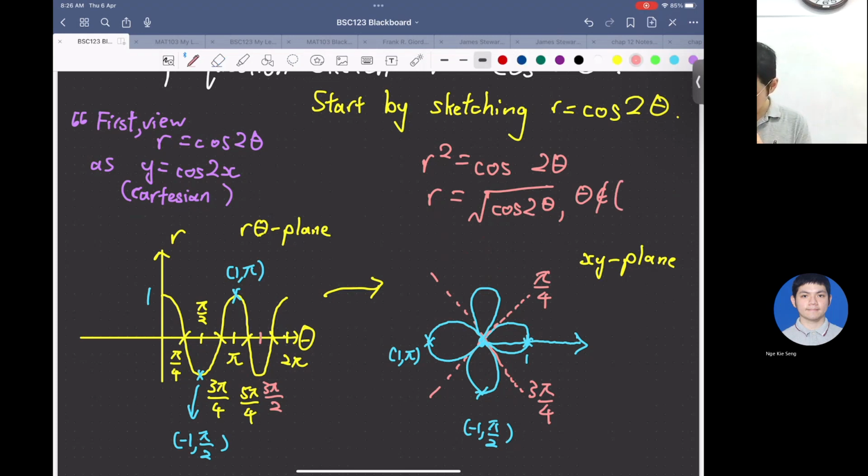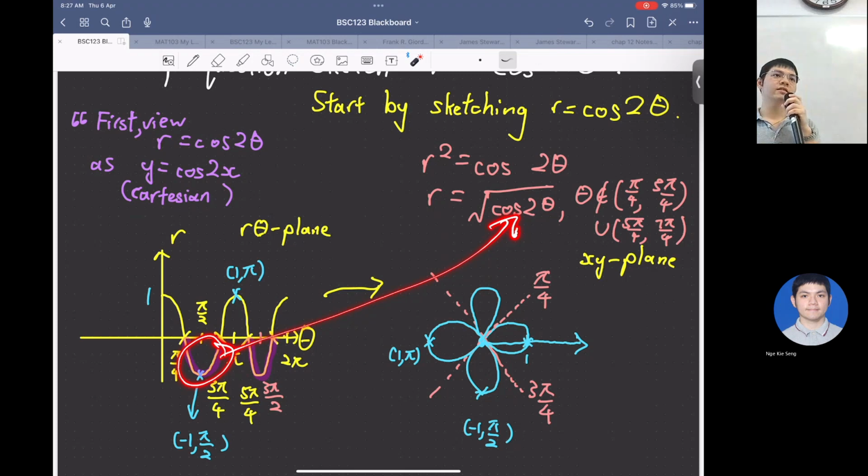So it should be in between pi over 4 and 7 pi over 4. Let me label the part that we don't want: this part and this part. If we plug this y value in, we get the square root of a negative. So we don't want this circle here. This part exactly corresponds to the top and the bottom leaf, so we need to remove this leaf here.